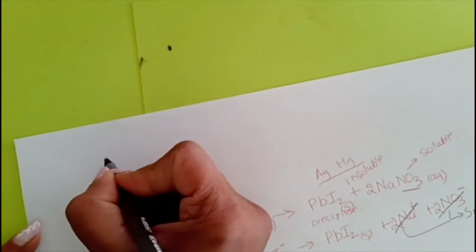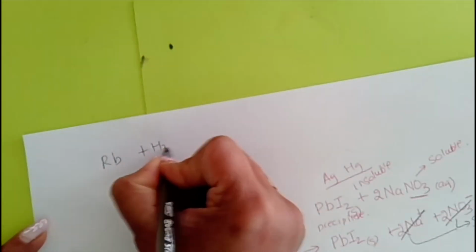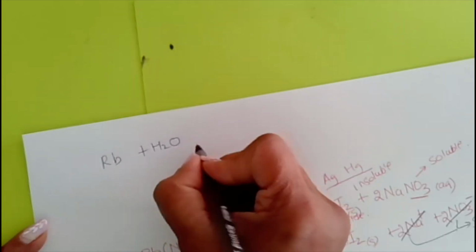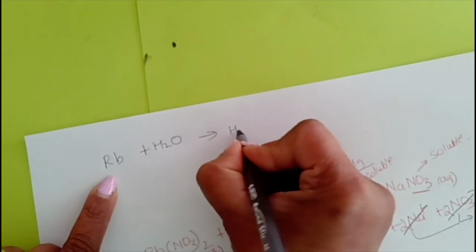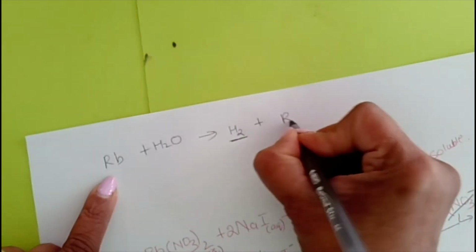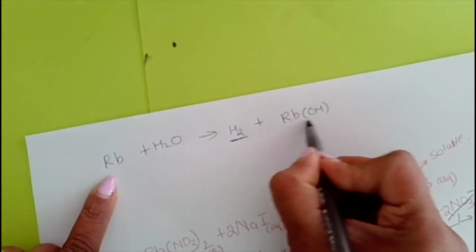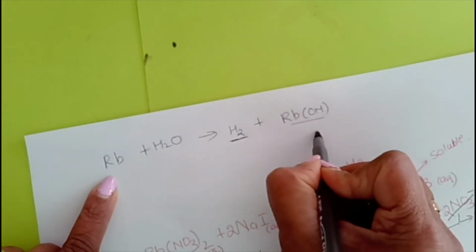Okay, so alkali compounds. Now let's say I take an alkali metal, rubidium, and I drop it in water. What's going to happen? Boom! Hydrogen gas, right? And what else? Rubidium hydroxide. Many students give this as oxide. It is not an oxide that is formed. It is a hydroxide that is formed.